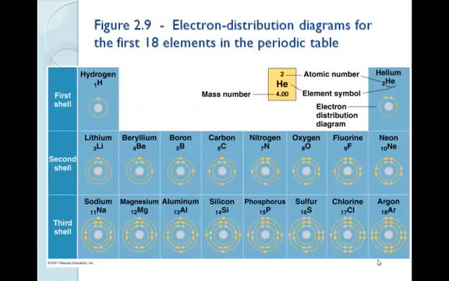This figure shows the electron distribution diagram for the first 18 elements in the periodic table. Most of the common elements found in living organisms are shown here. If you look at the vertical columns, the groups of elements, you can see that each member of a group has the same number of electrons in its outer shell. This helps us predict the chemical properties for each group. Let's see how this works.